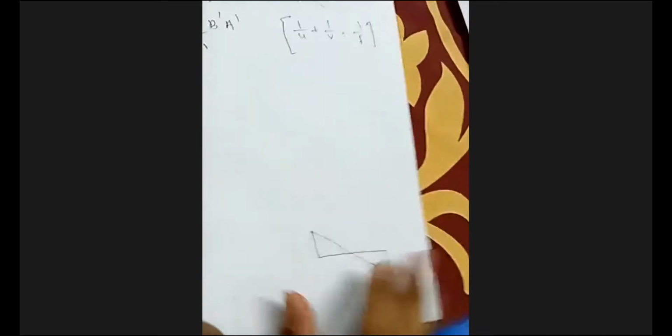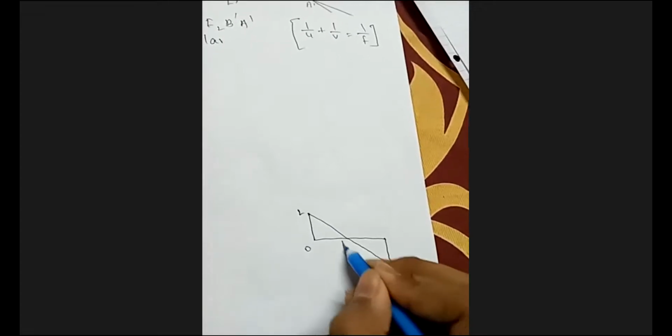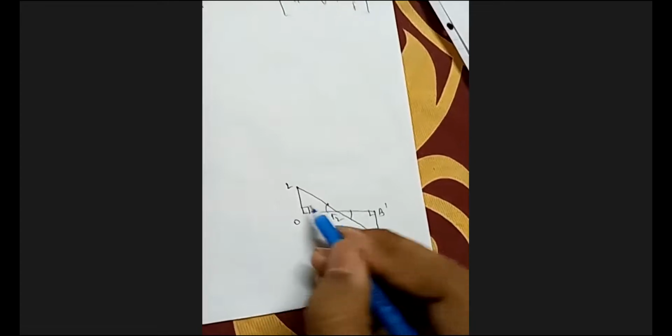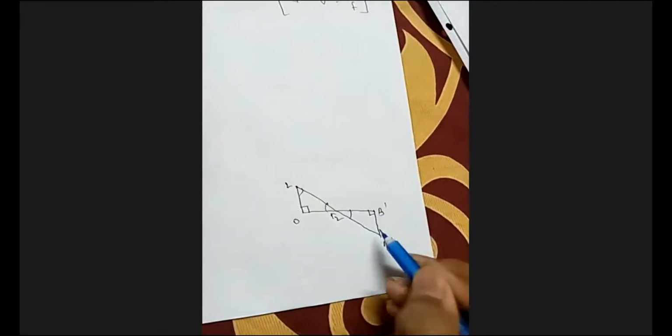It looks something like this, right? This is L, this is O, this is F2, and this is B prime, this is A prime. Both of these angles are equal, and this is 90 degrees, this is also 90 degrees. So we can say that this angle is also equal. When the three angles of two triangles are equal, they are similar, and when they are similar, the ratio of their sides will also be equal.